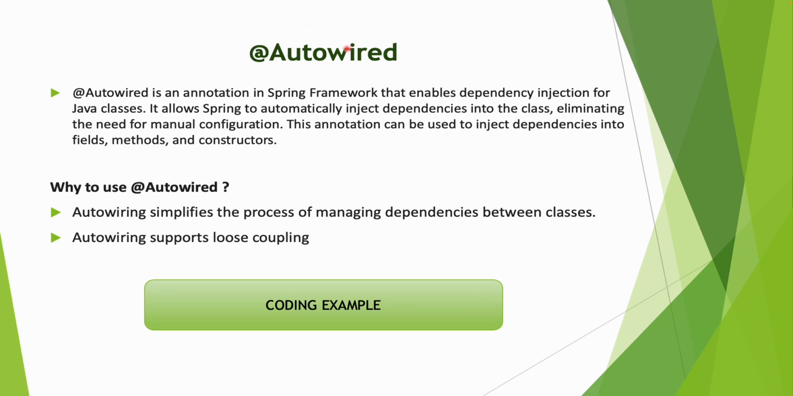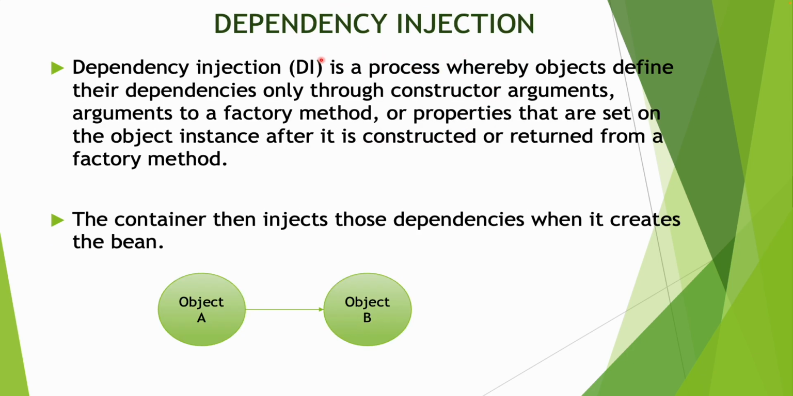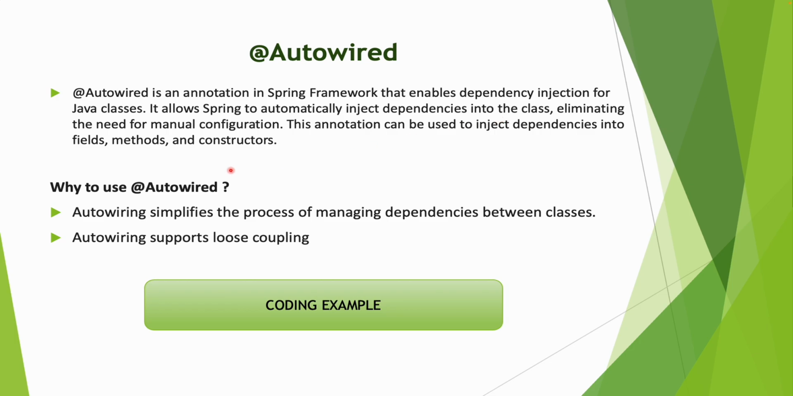In which ways can it inject the dependencies? This annotation can be used to inject dependencies in fields, methods and constructors. Yes, in the previous slide, in dependency injection, we saw that those dependencies may be constructor arguments, method parameters or properties. That's what is written here: fields, methods and constructors. So why do we need the Autowired annotation? To enable dependency injection in my Spring framework. Basically, why do I need that dependency injection?